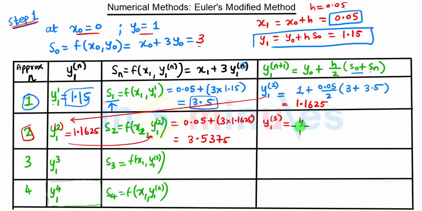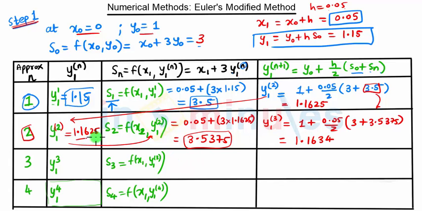So y0, that is 1, plus 0.05 upon 2 into 3 will remain as it is, plus this value is going to change in every step. So here it will be 3.5375. So if we calculate this value, it turns out to be 1.1634.